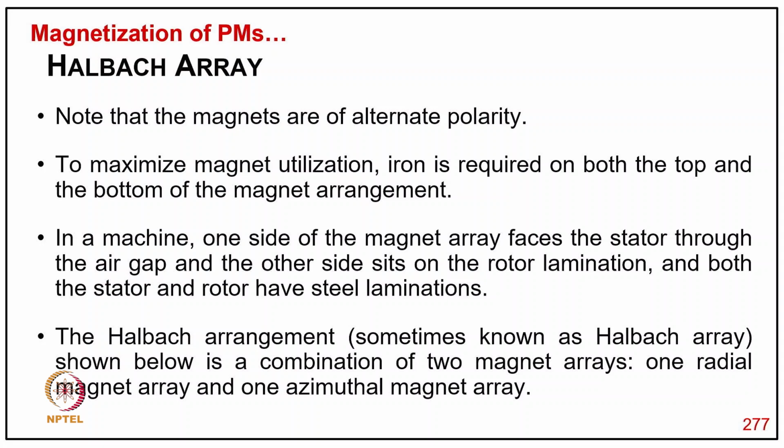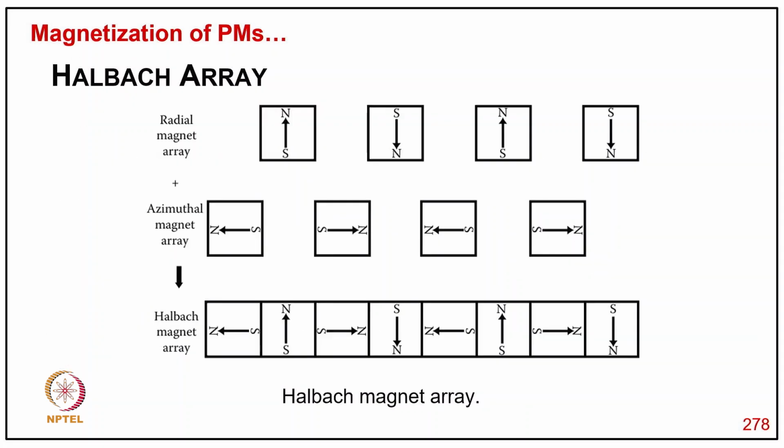The Halbach arrangement, sometimes known as the Halbach array, shown below, is the combination of two magnet arrays, one a radial magnet array and another an azimuthal magnet array. You can see here the radial magnet array, the azimuthal array, and then finally the typical Halbach array magnet.